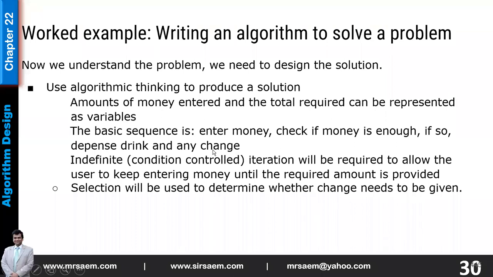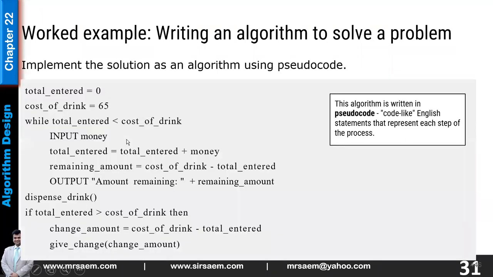Okay, fine. Now let's look at it one by one. This is the implemented solution of the pseudocode. Okay. Now, what did we do first? We defined two variables: total entered, how much has been entered, and cost of drink. You have done variable declaration in Java, you will remember. We wrote a equals b, a equals 5. We declare the variable.